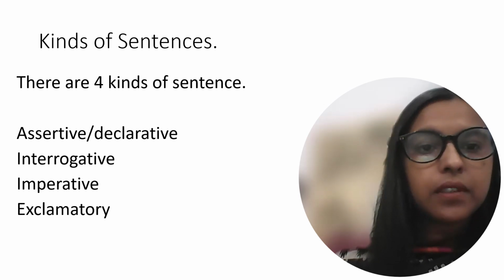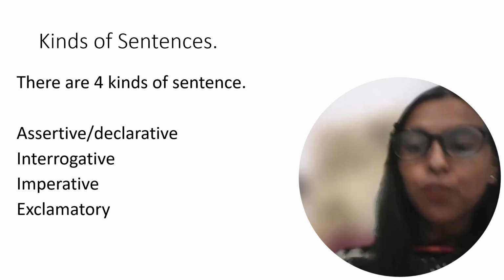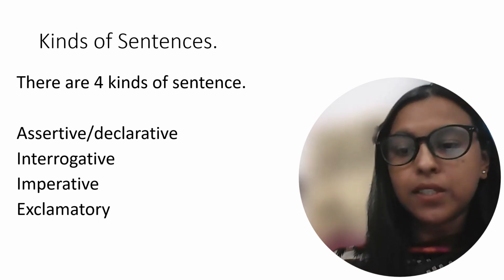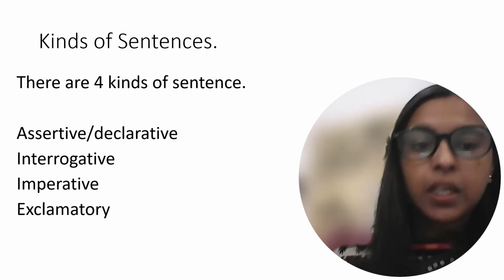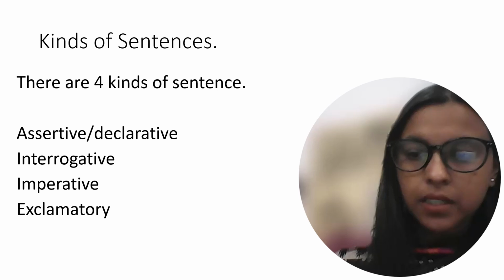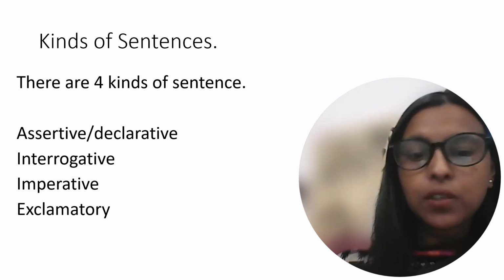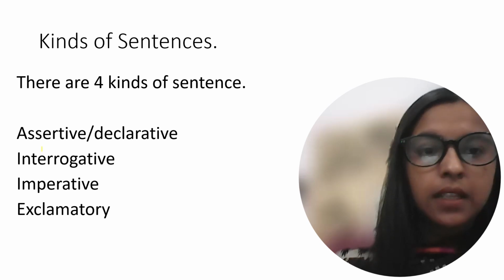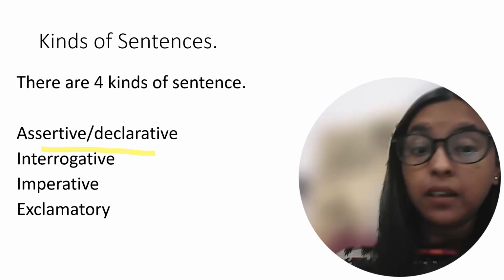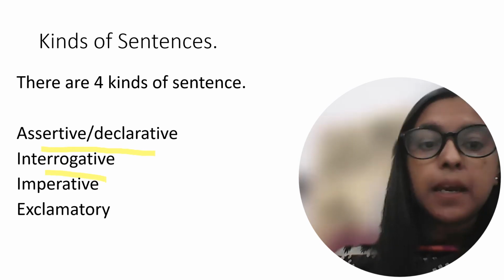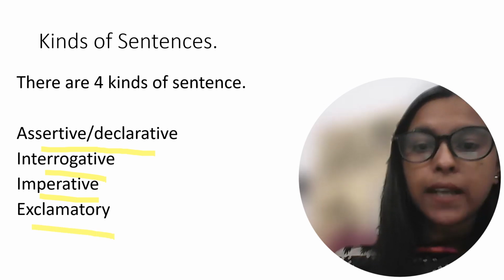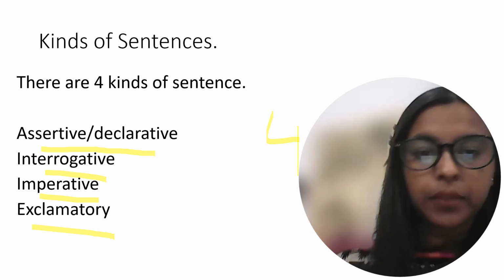Next we have kinds of sentences. We have four kinds of sentences. Assertive, you may call declarative also, meaning is same. Interrogative, imperative and exclamatory. Now what you are supposed to do is you just need to learn these terms, that assertive with spelling, interrogative, imperative and exclamatory. These are the four kinds of sentences we are going to discuss in this video.